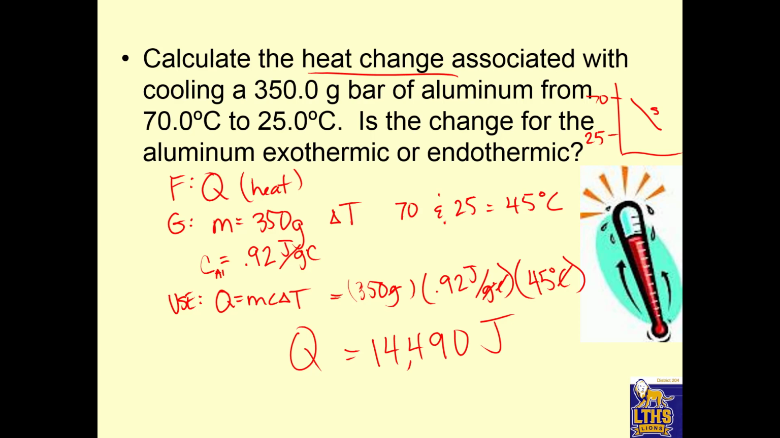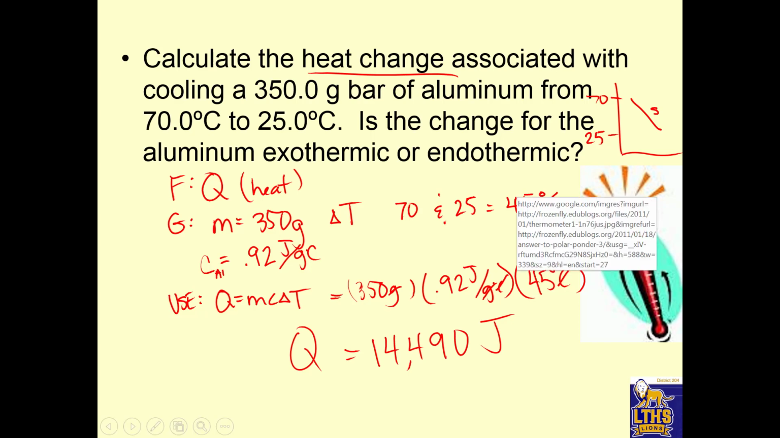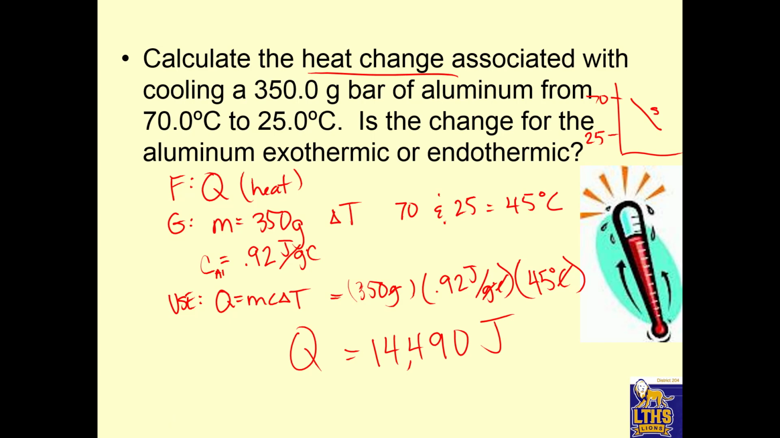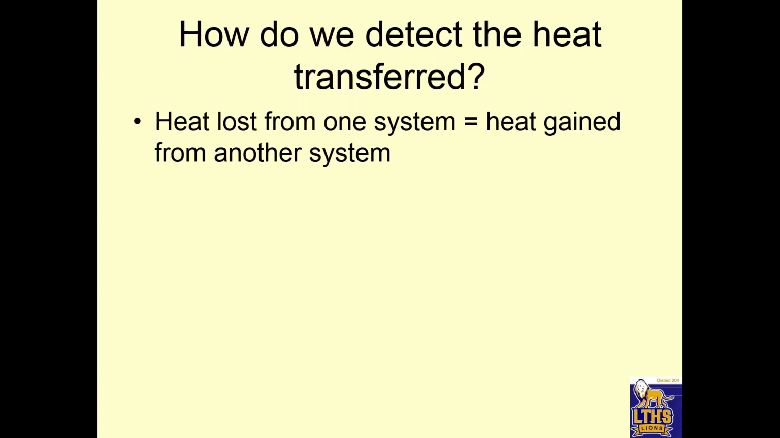But is the aluminum losing the heat or gaining the heat? Well, the temperature goes down. So what happens to aluminum? Its molecules slow down. Right? The molecules slow down. It's losing heat. So this is an exothermic process for the aluminum. Aluminum loses heat. That's exothermic. It's leaving.